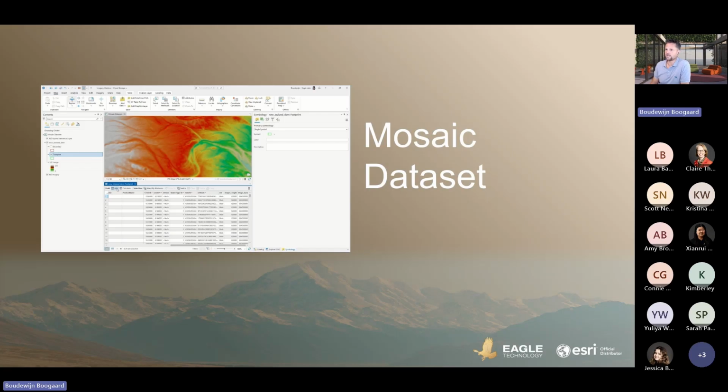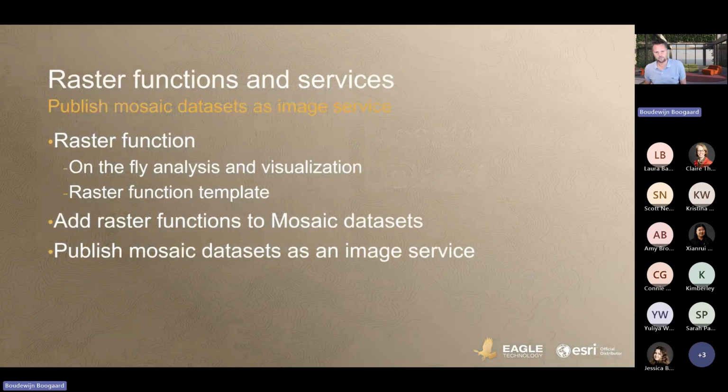But another thing you can do is you can use raster functions, and you can publish this mosaic data set as a service. A raster function is basically an on-the-fly analysis or visualization on your data. So you can, for example, think about showing the elevation as contour lines. And you can create raster function templates where you can chain raster functions together. I'll show one small example of that, but you can create pretty advanced analysis templates through that method.